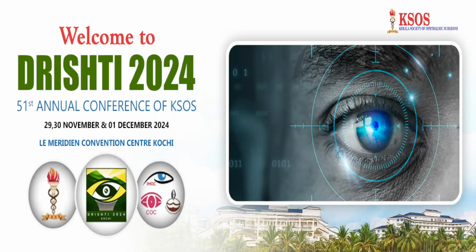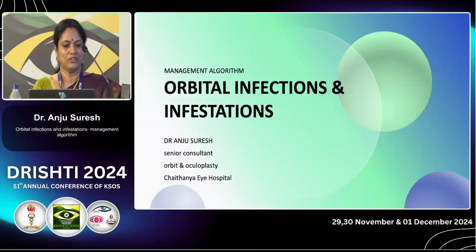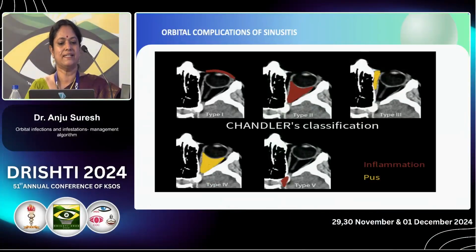We'll start with the talk on management algorithm for orbital infections and infestations. So in 1963, Chandler, who was an otolaryngologist, classified the orbital complications of sinusitis into 5 stages, and it's still followed today because it's very simple and sensible.